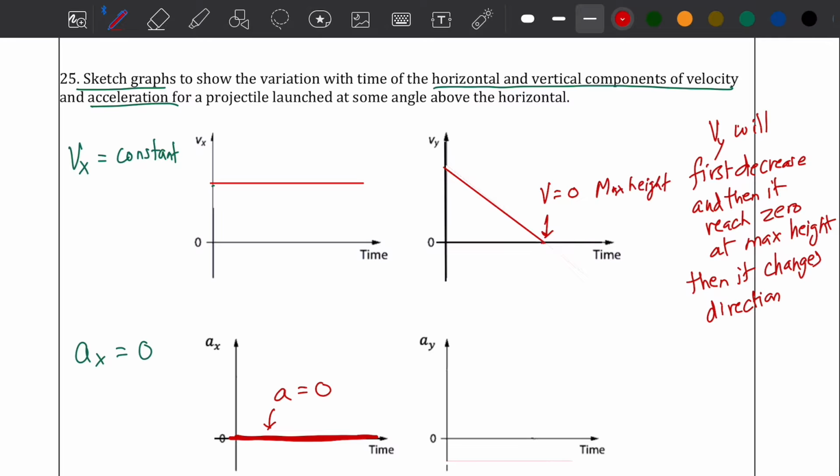And then it should go to the negative side of the graph, because we know that the object has changed direction, and its speed is continuously increasing. Okay, so Vy will first decrease. It reaches 0 at maximum height, and then it changes direction. And acceleration in y is a constant value, which is negative 9.8 meter per second square, which is acceleration due to gravity. So we'll just draw a line in the negative side of the y-axis and label that as negative 9.8.